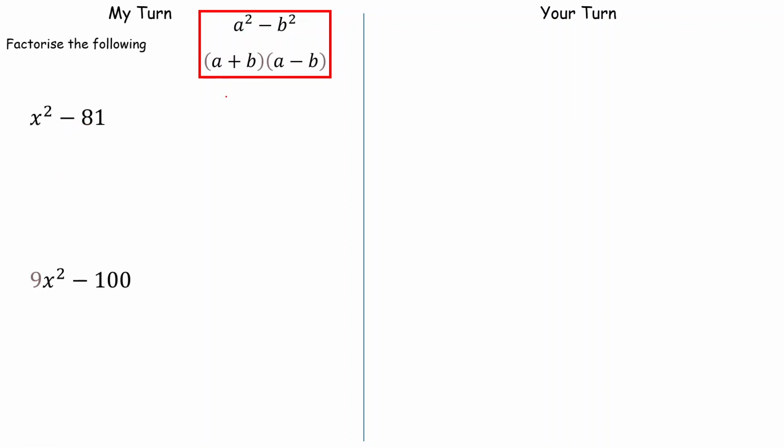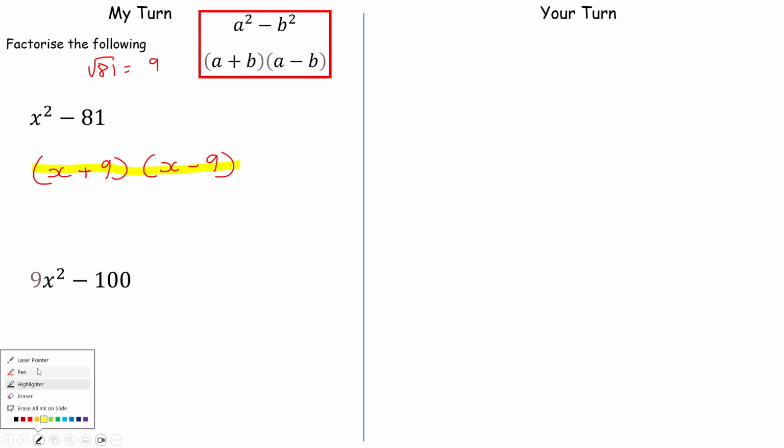And we know that this is going to factorise to go into a pair of double brackets again, where you square root the x squared to give you x, and then x on both sides. And then you square root the 81, which is 9. The square root of 81 is equal to 9. And it's going to be plus 9 and then minus 9. So x plus 9, x take away 9. And that is my answer. Brilliant. And again, if you wanted to, you could check that is correct by expanding back out, and you would see you get back to x squared take away 81.